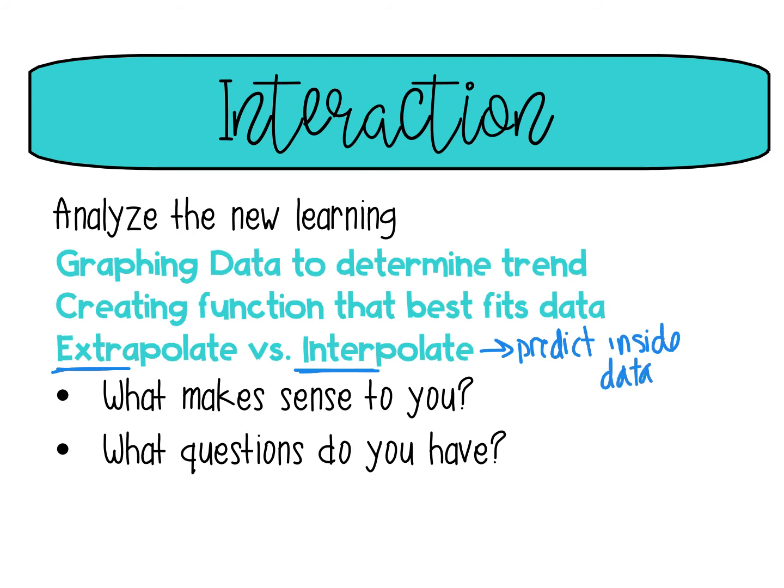And then this is when I predict outside. And what I mean by that is, for instance, on the last example, the data that I was given went from 15 to 65. So predicting inside my data would be predicting any age between 15 and 65. Extrapolating would be predicting outside of my data, so an age that is younger than 15 or older than 65.